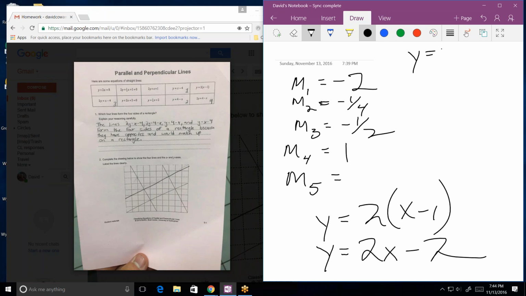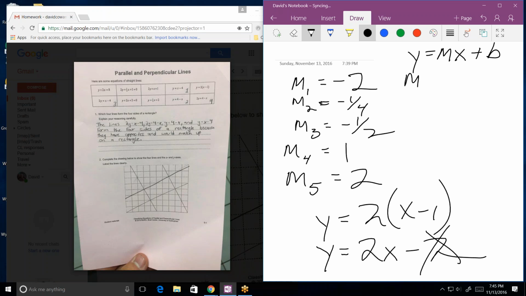Here's the form. Y equals mx plus b. M, whatever the coefficient of x is, that's the slope. Well, the coefficient of x here is 2. Right? Not this 2 over here. I don't care about that 2. That's not going to have anything to do with my solution. What I care about is the slope, and the slope is the coefficient of the x term. Okay, so it's 2.